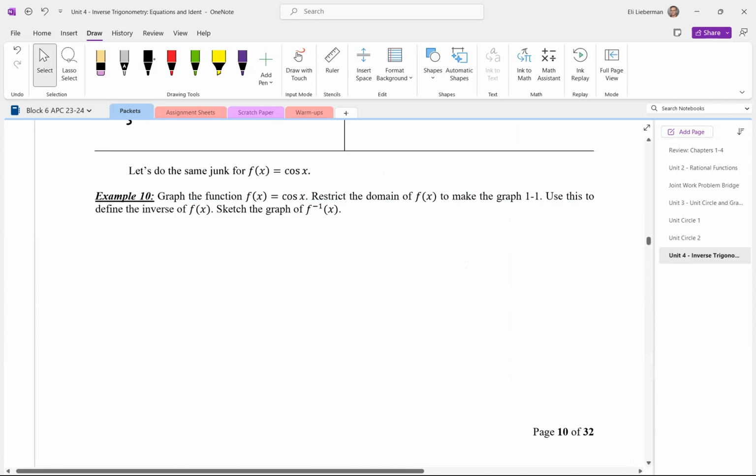This one, we're gonna do the same thing for cosine. Would you please restrict cosine, given the parameters I gave you earlier, such that it is 1 to 1?